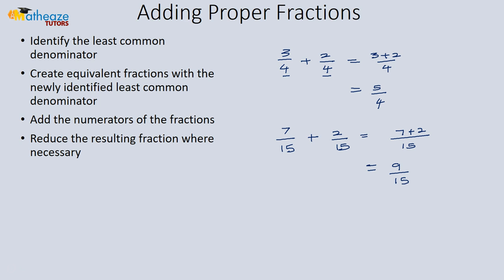So now that we have 9 over 15, we can simplify this. So we divide this by 3 and divide this by 3. So this gives us 3 over 5.